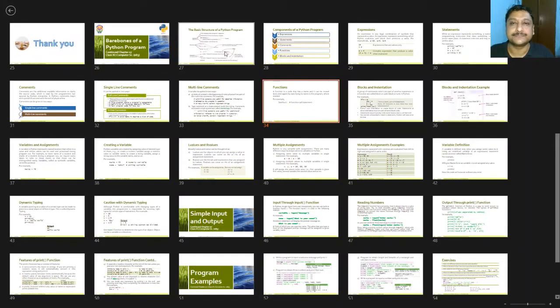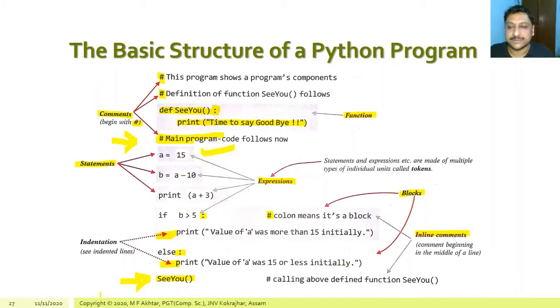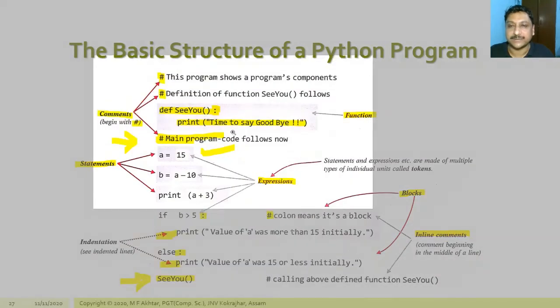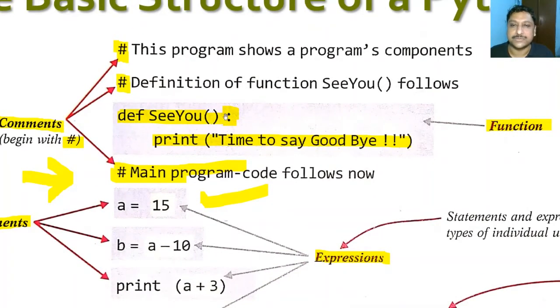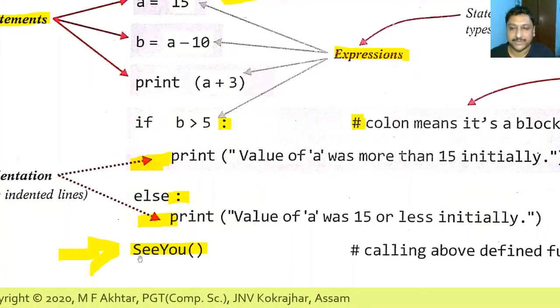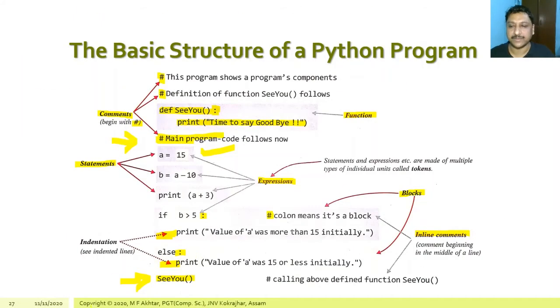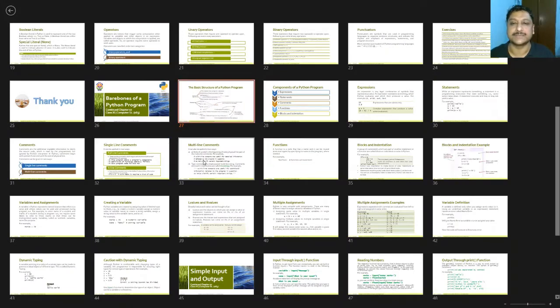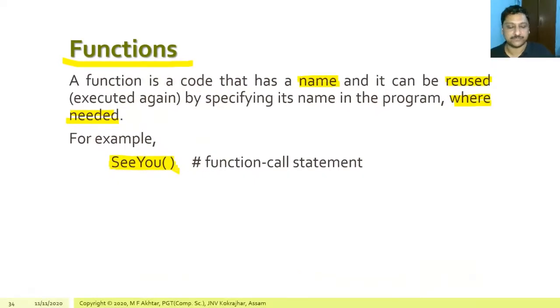See here, this is the function we have defined here. This is def cu, then colon, print time to say goodbye. This is a function, and when we type cu anywhere in the program, it will call this function and it will execute this print statement. At the end we have called this function, and at the end it will execute the statements. This is the function.